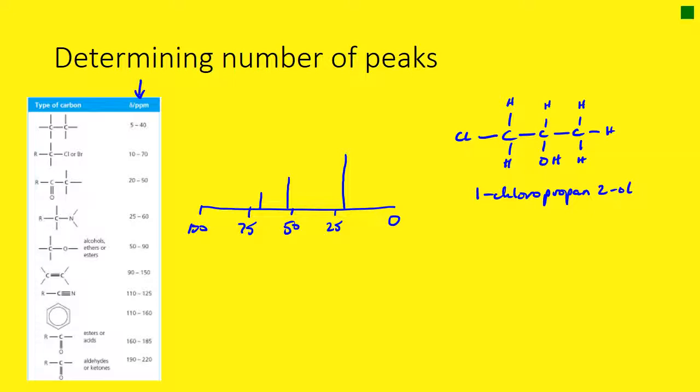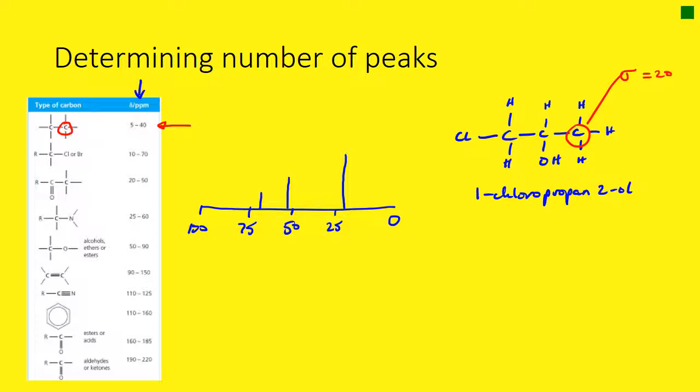So this carbon here is a methyl carbon, and so, hey presto, the range between 5 and 40 fits this. So our chemical shift for this carbon is the peak there at about 20.